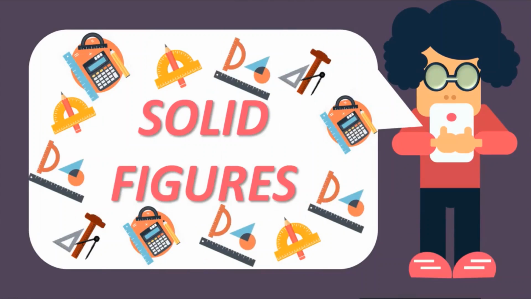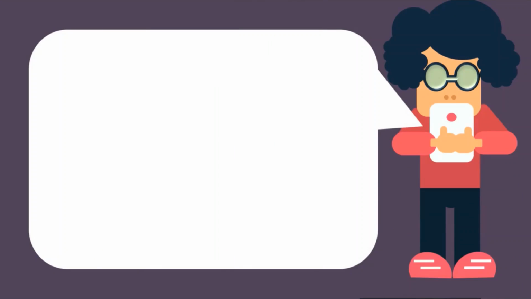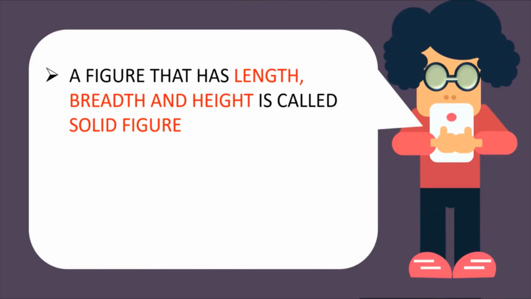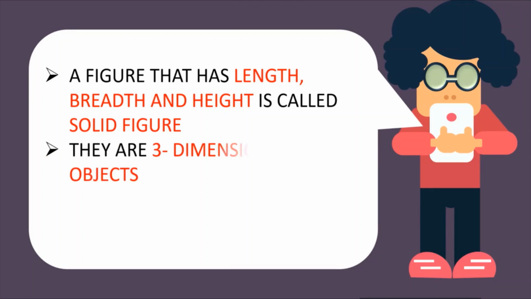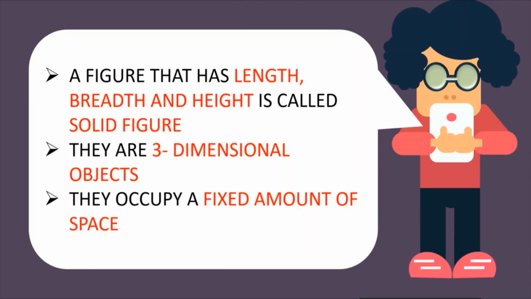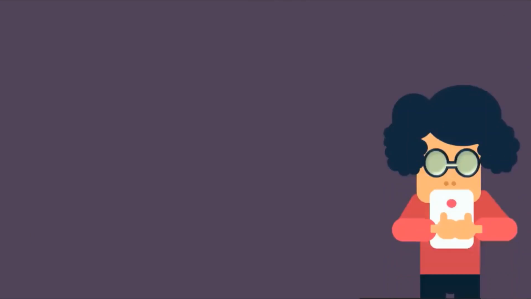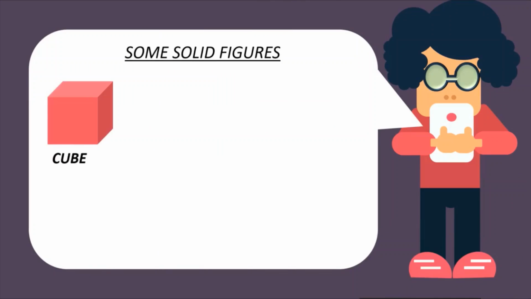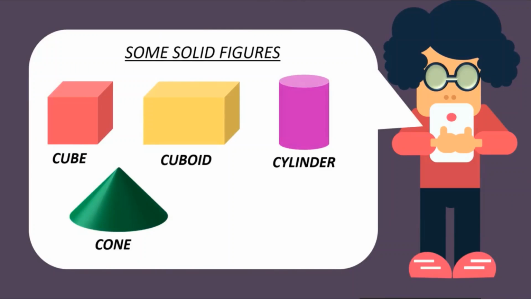Solid figures. Till now, we learnt about plane shapes, but now we are going to learn about figures with 3 dimensions, that is length, breadth and height. These figures occupy a fixed amount of space. Some solid figures are cube, cuboid, cone, cylinder, sphere.